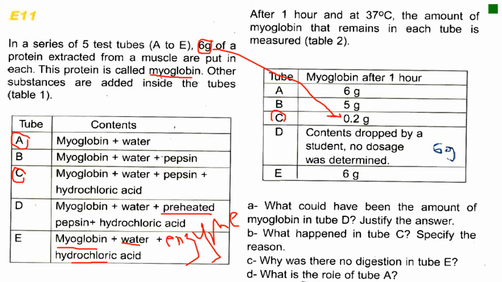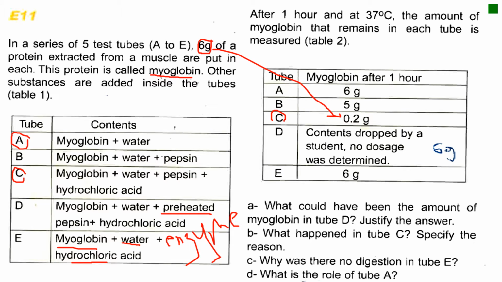First, I will read the given. In a series of 5 test tubes from A to E, we have 6 grams of a protein. This protein is called myoglobin. Okay, it's the protein of the muscle. And we add other substances into the tubes.